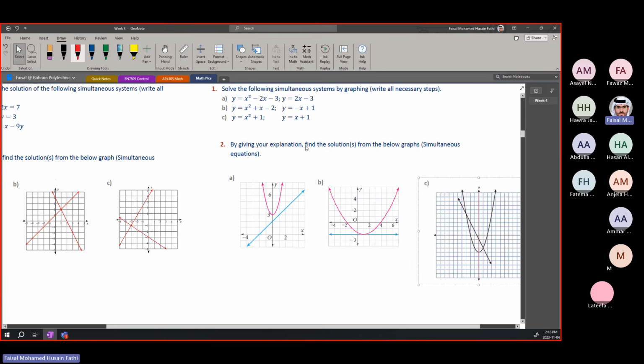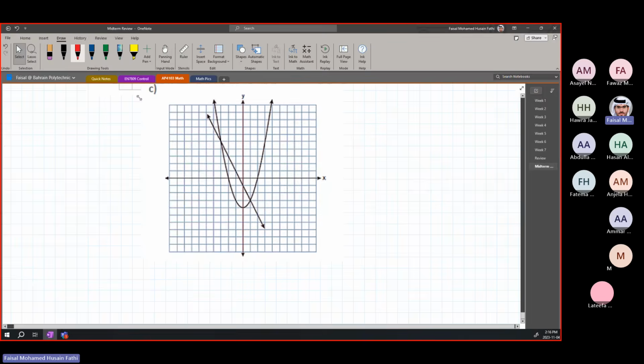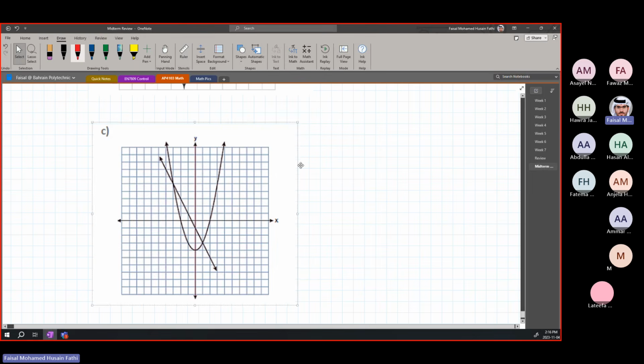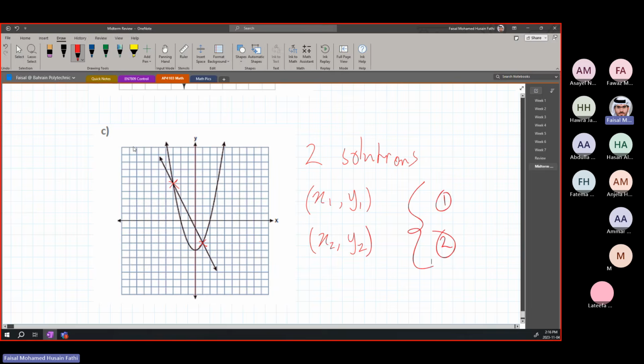Last but not least, when you have an equation, which is the most common case, you could say you have double intersection points. Here we have this intersection point and we have this intersection point. We have two solutions. So we have x1, y1, our first solution, and x2, y2, our second solution, when we solve the simultaneous equations. This is it. This is everything.